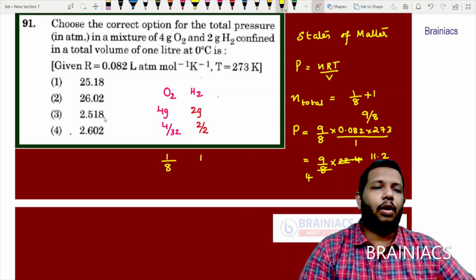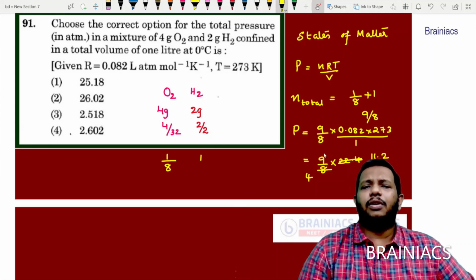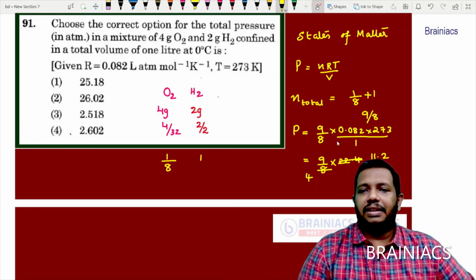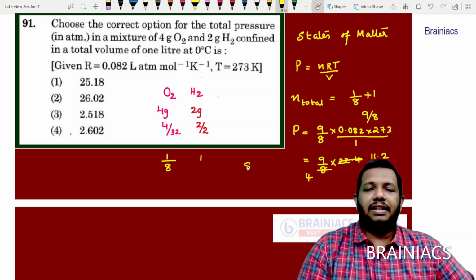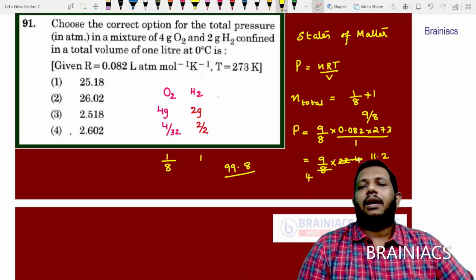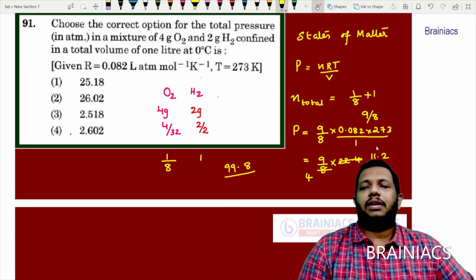Okay, so you have 2 options nearby, 25.18 and 26.02. So I will prefer doing this perfectly, then you will get the answer very fast. So 11.2 into 9 means it is 18. Okay, then 99.8 will come, correct? 9 into 2, 18 will come.